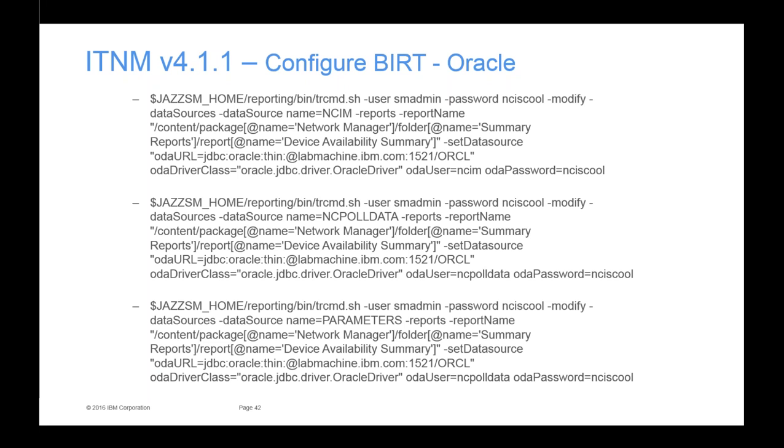You do one data source for NSIM, one for NC poll data, and one for parameters. Notice that NC poll data and parameters, in my case, are configured to use the same Oracle username, NC poll data. This is dependent upon your installation and how you're using it. Yours may be different. But in most cases, and how I always explain it, parameters and NC poll data for Oracle use the same user to get into the Oracle database.